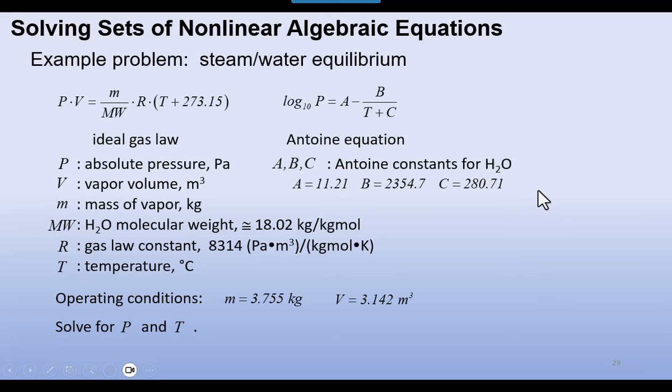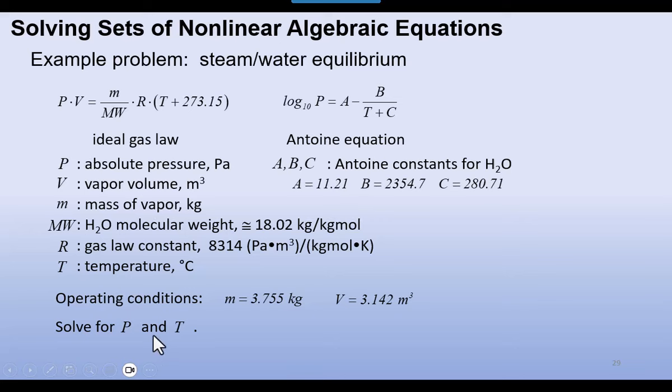You can get these in various places, including your material and energy textbook and Felder and Rousseau's book and elsewhere. And then additional information here, molecular weight and gas law constant for these units. We can then establish some operating conditions. These are arbitrary, but we've got mass of vapor being this value in terms of kilograms and the volume being this value in terms of cubic meters.